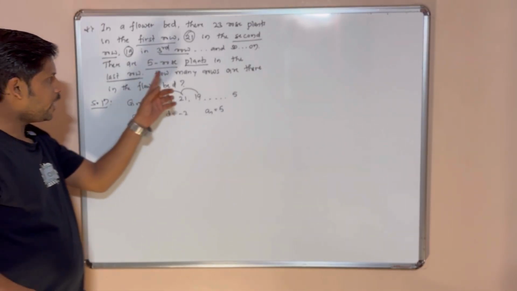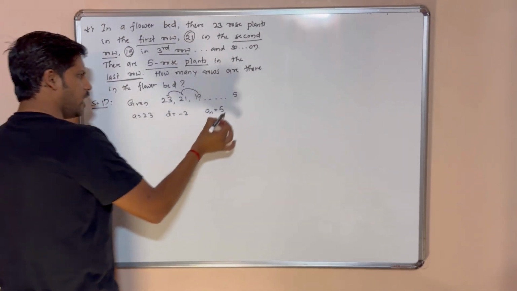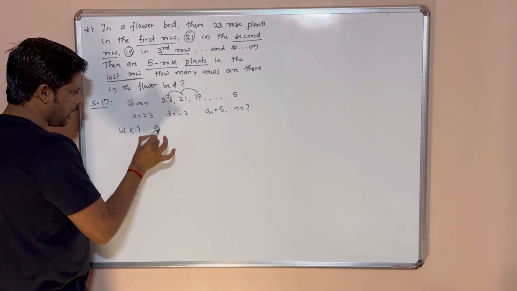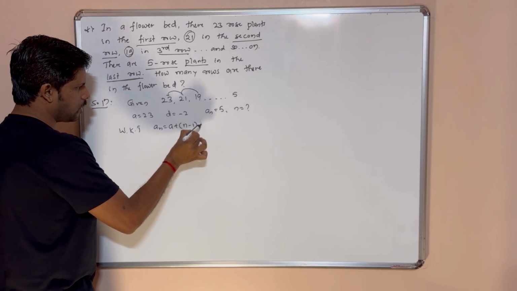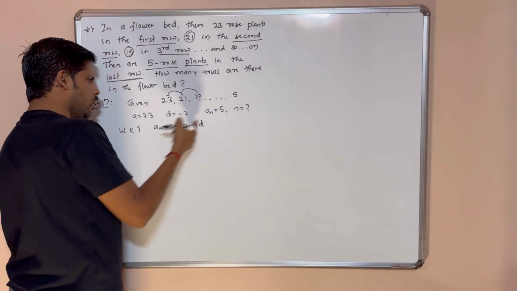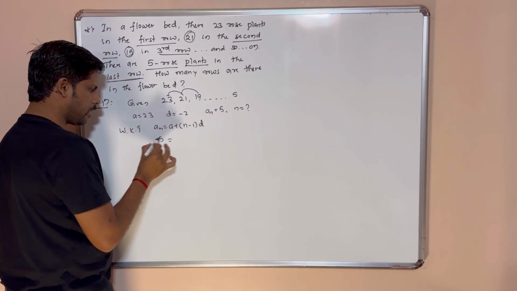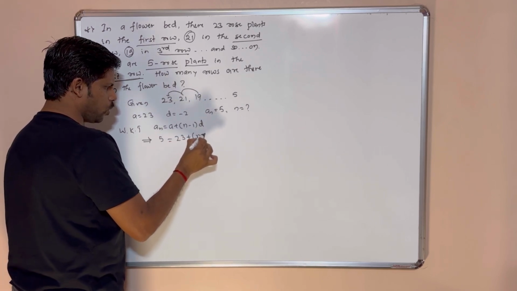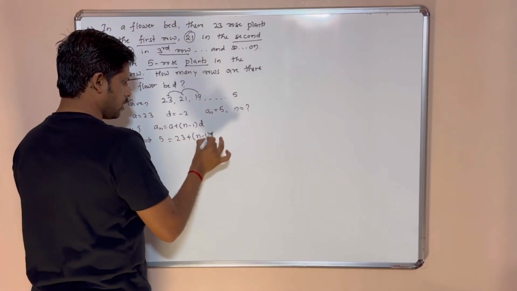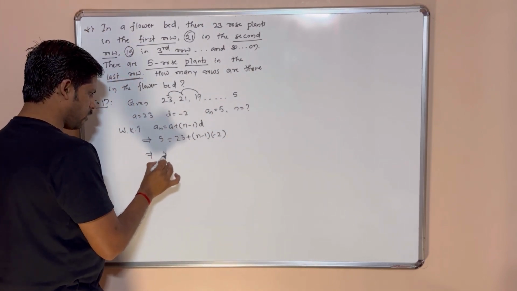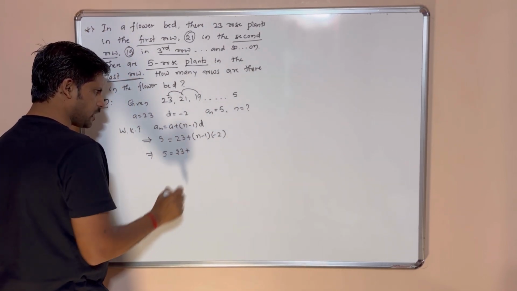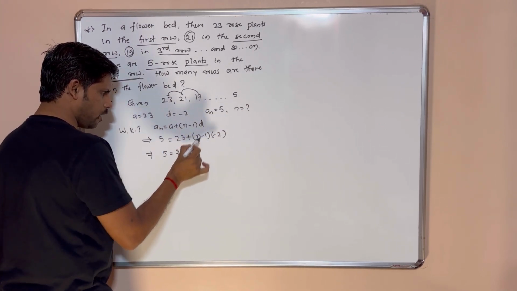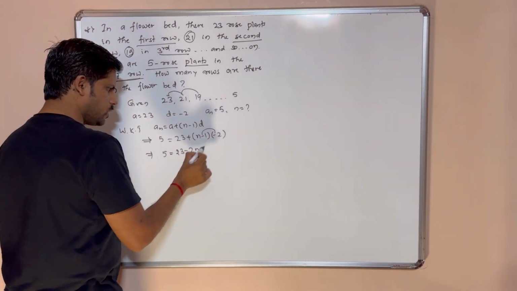Here what we have to find? How many rows? Number of rows. That is N we have to find. So again we know that AN is equal to A plus N minus 1 into D. Now substitute the given. Here AN is 5. A is 23 plus N we don't know. So keep it as it is. D is minus 2. Now simplify. 5 is equal to 23 plus minus 2 into N, minus 2N, minus into minus, plus 2 ones are 2.